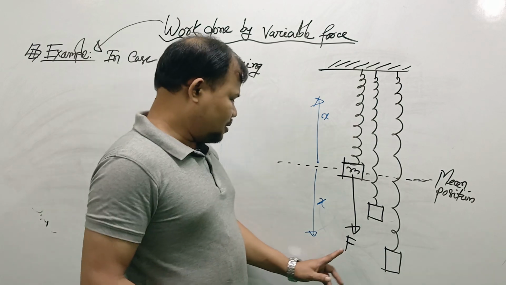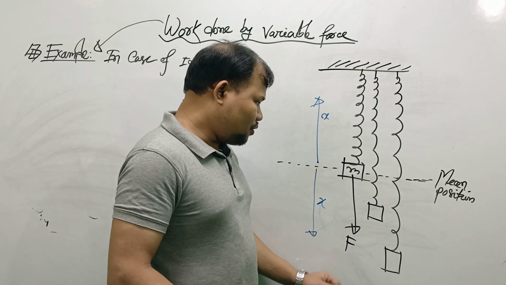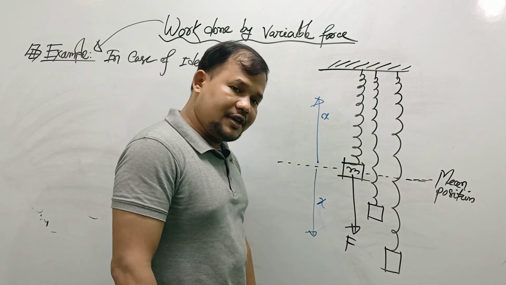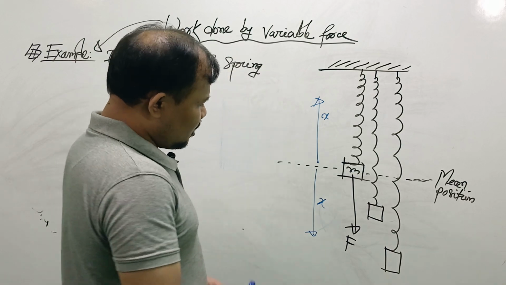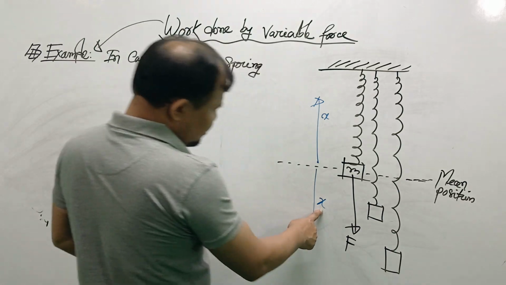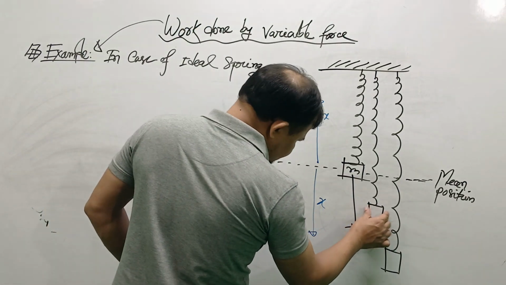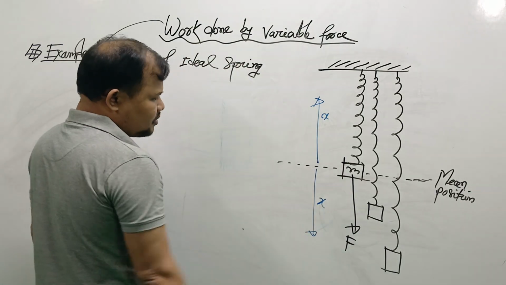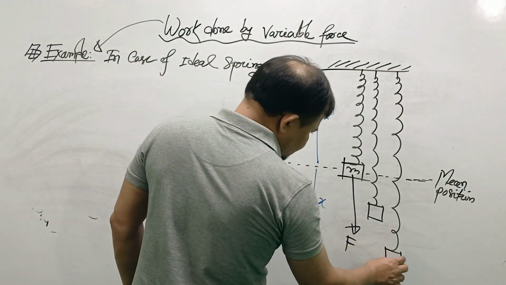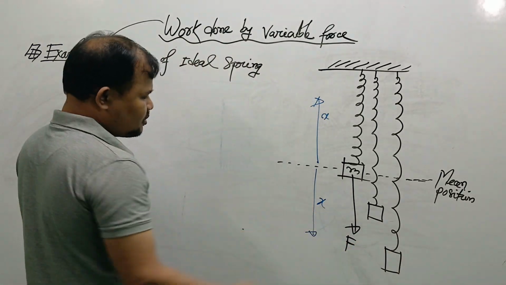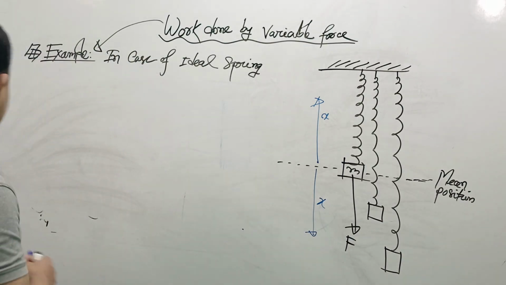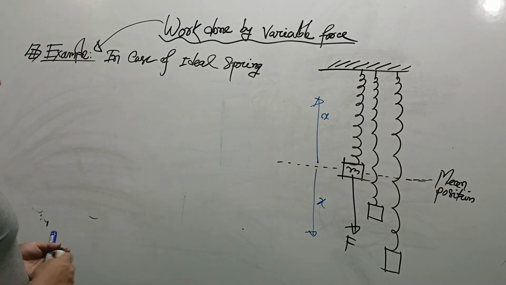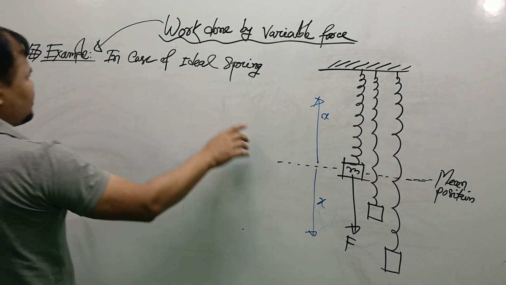We know when we apply F amount of force, then displacement occurs here. How much displacement occurs here? Suppose x. If we apply a small amount of force, the displacement will be small, and if we apply a large amount of force, the displacement will be large. So here there is a good relation between applied force and displacement.